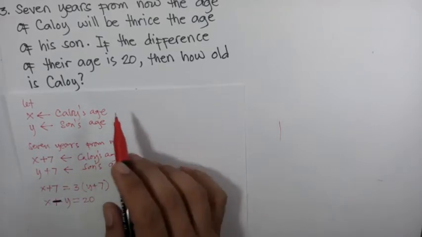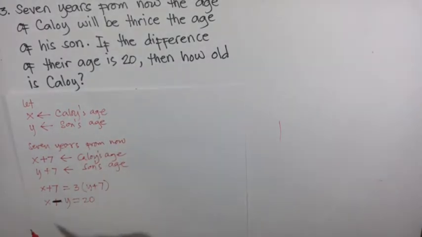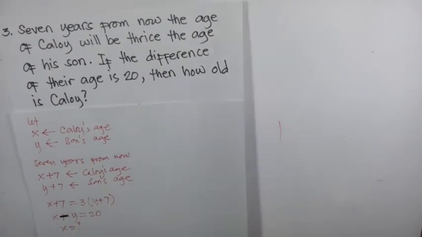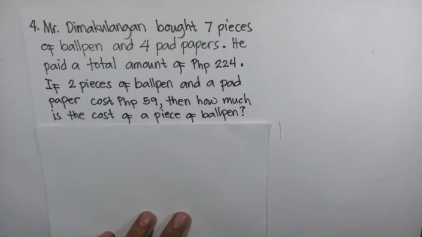Now, then how old is Kaloy? So Kaloy, it's x. X equals, we do not know. We are going to solve for that, the age of Kaloy. Okay? So again, this is x minus y. Okay? Let's go for the fourth problem.